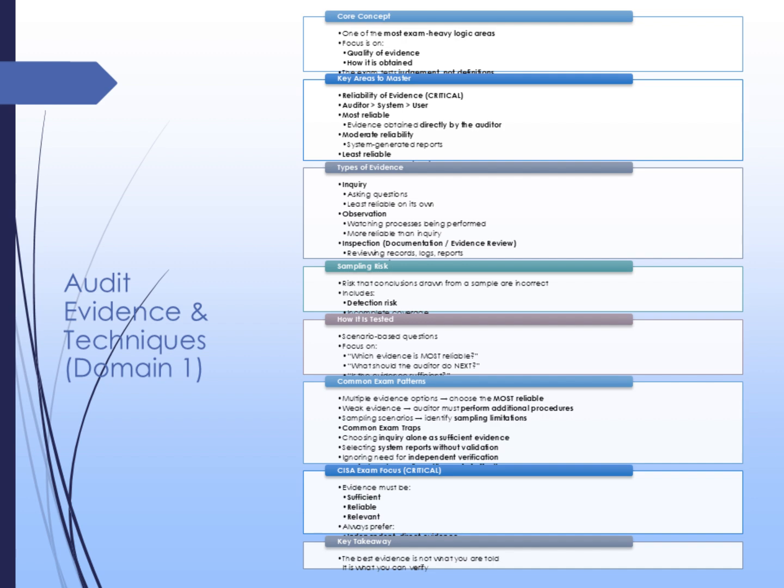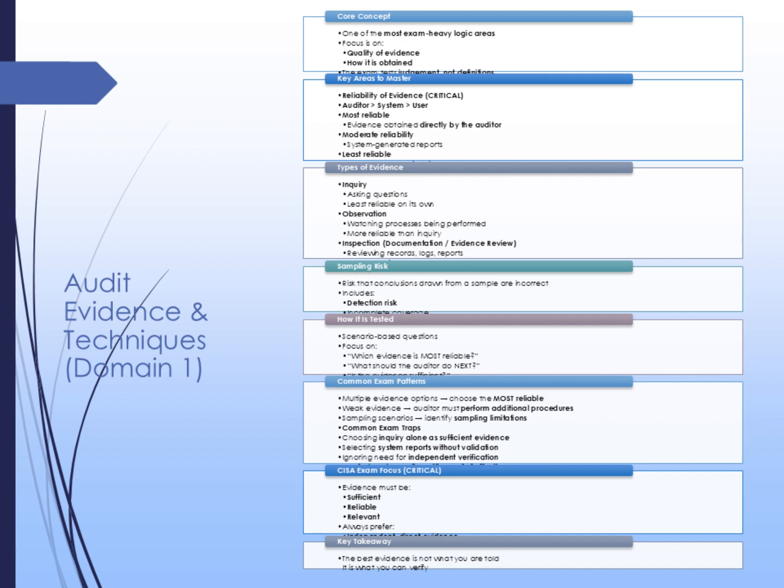Audit evidence and techniques is one of the most important logic-based areas within Domain 1 of the CISA exam. This topic focuses heavily on the quality, reliability, and appropriateness of audit evidence, as well as how that evidence is obtained and evaluated. A major principle throughout this area is understanding the reliability hierarchy of evidence. In general, evidence obtained directly by the auditor is considered the most reliable.